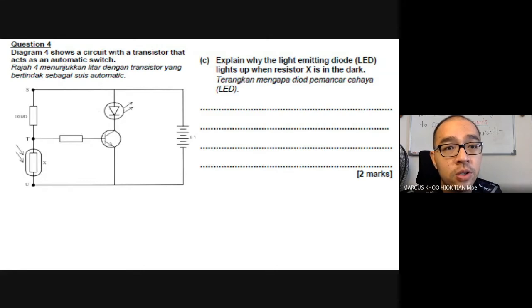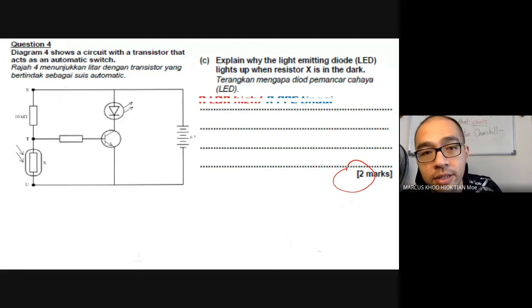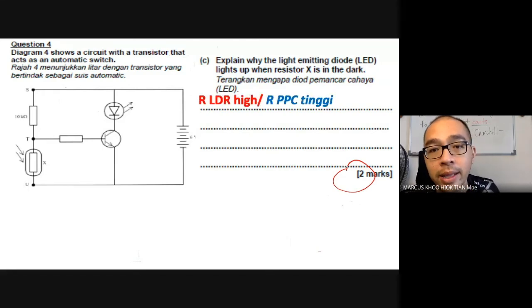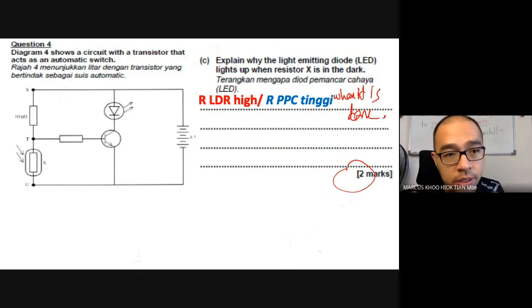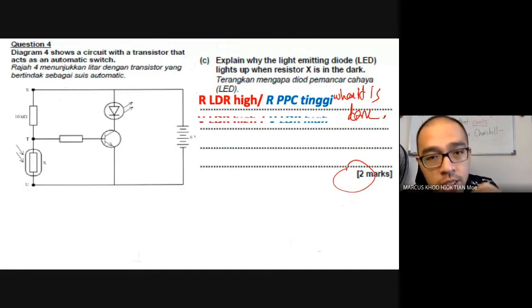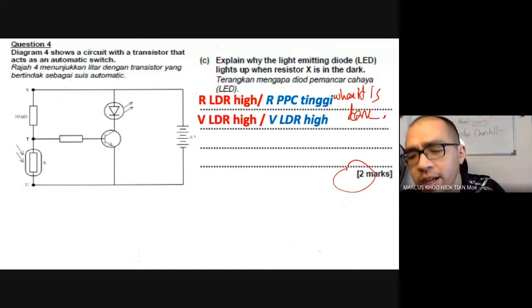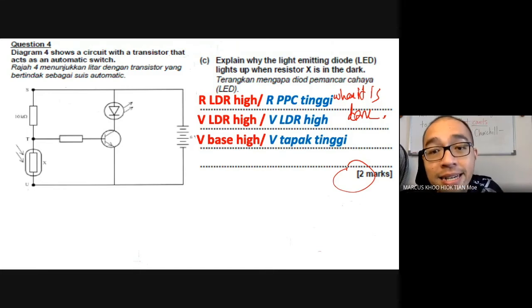Diagram 4 shows a circuit with a transistor that acts as an automatic switch. Explain why the LED lights up when the resistor is in the dark. Okay, the most important thing is this: the resistance of the LDR is high when it is dark, and because of that, the voltage of the LDR will be high. Because of that, the base voltage will be higher, or exceed the junction voltage.